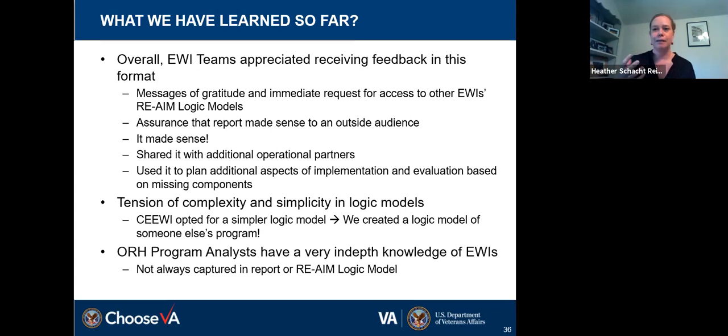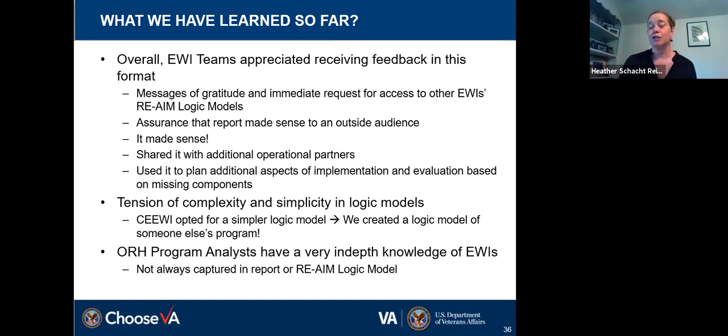Luckily, as a CWE team, we interact with these evaluators in many different contexts. So I've heard informally a lot of different feedback. It was really assurance or reassurance that the report they put together made sense to an outside audience, that the logic model itself just made sense. It was nice to get this one-page document that they could just see and it made sense to them.